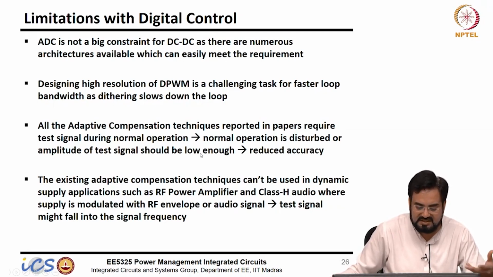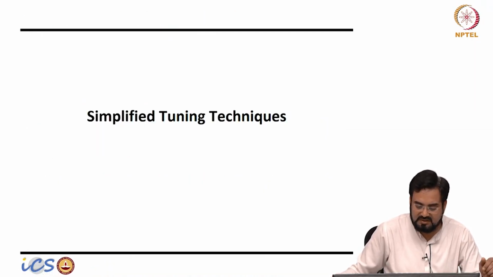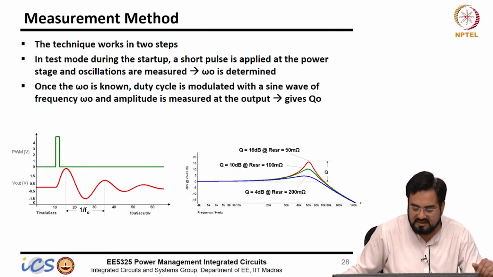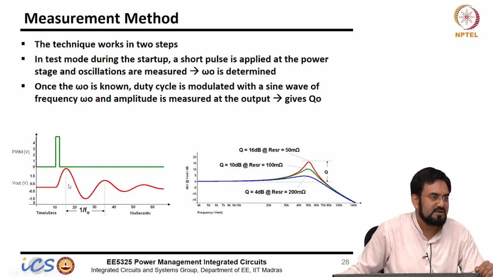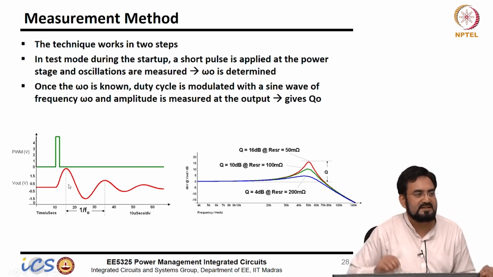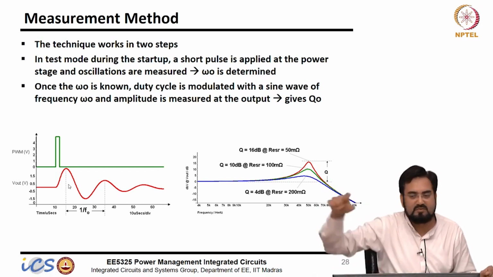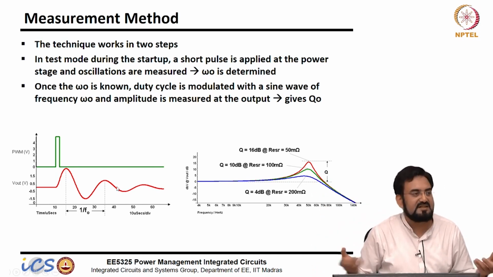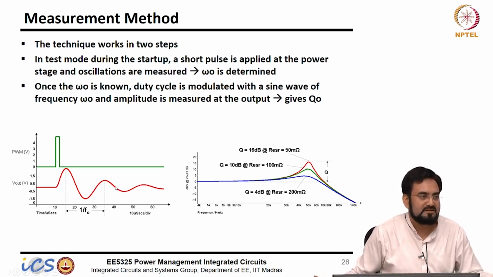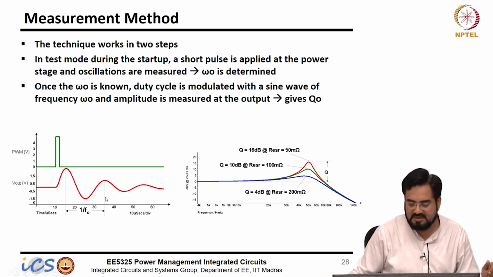So these are the limitations with the existing techniques. Simplified tuning techniques could be like I can give a step signal or impulse at the input. In the open loop, let us say I give a step at L and C, what should I expect? The ringing, okay, and the ringing frequency will tell me omega naught. So this is the simplest way we can implement.